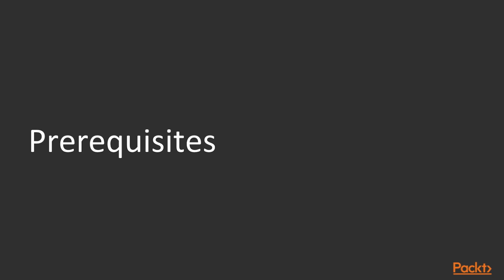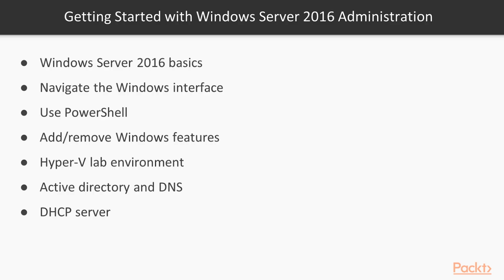Briefly, we'll cover prerequisites. If you're coming into this course, most likely you'll have looked at the first course, Getting Familiar with Windows Server 2016 Administration. In that, we did a lot of work with Windows Server basics, so installing Windows features, adding and removing users and groups, and those types of things. Navigating the Windows interface, doing some basic work in PowerShell, some work with Hyper-V, and then working with some of the roles like Active Directory, DNS, and DHCP server.